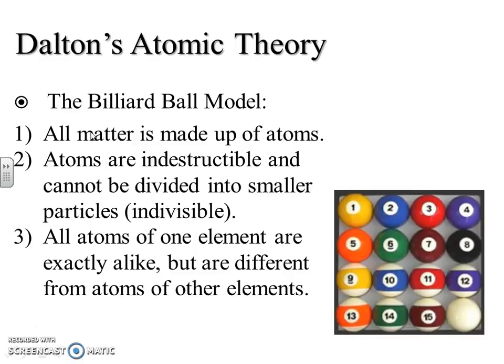Now, just as a review, we know that matter is anything that has mass and volume. Okay, so that means everything. Everything is made up of these small particles that Dalton called atoms. Atoms are indestructible, meaning you can't destroy them, and they cannot be divided into smaller particles, indivisible, saying the smallest thing you can have is an atom. And the third thing he said was all atoms of one element are exactly alike, but are different from atoms of other elements. This postulate number 3 is why it's called the billiard ball model.